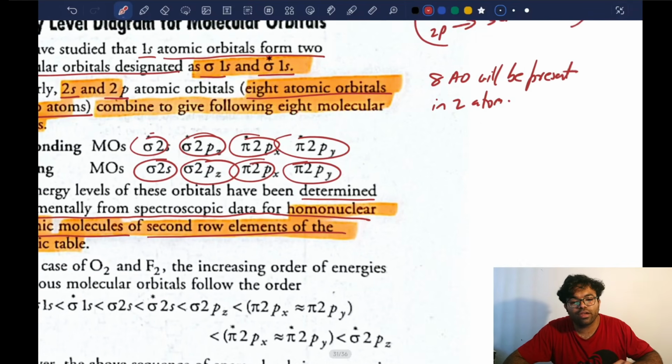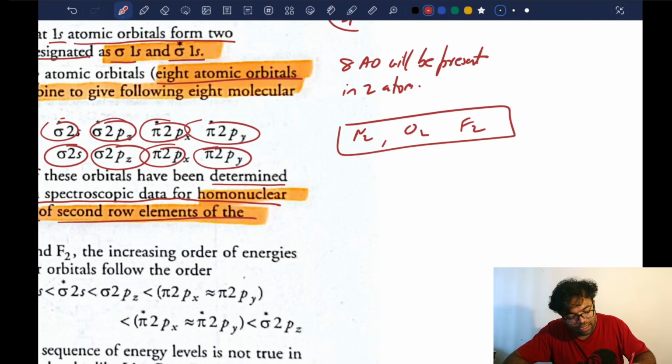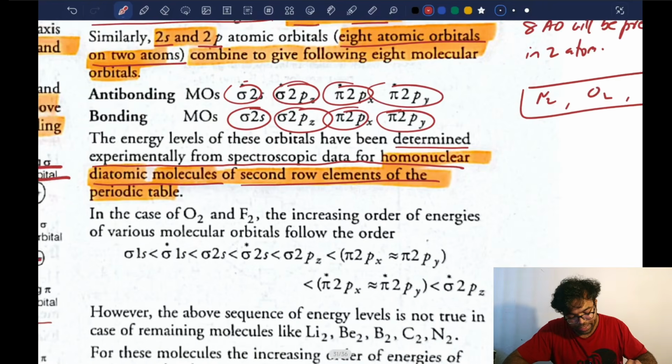When I say homonuclear diatomic molecules, what I'm trying to say is that you have N2, O2, F2, all of these. These are all diatomic molecules of the second period.